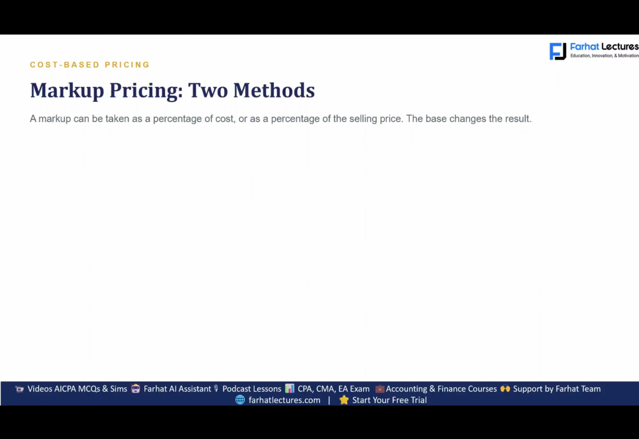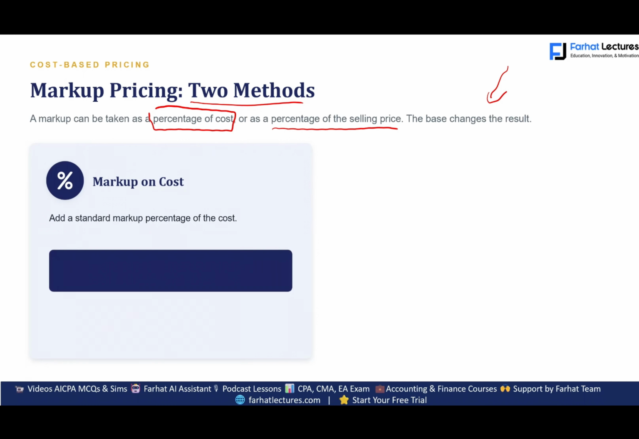Take a look now at the markup pricing. Under markup pricing, we have two methods. A markup can be taken as a percentage of cost, or a markup can be as a percentage of selling price. The base changes the result. So let's take a look at the formula first. Markup on cost. How do you determine the price if you are doing a markup on cost?